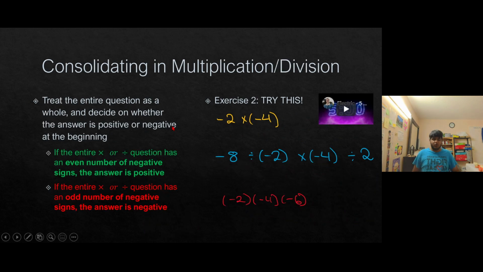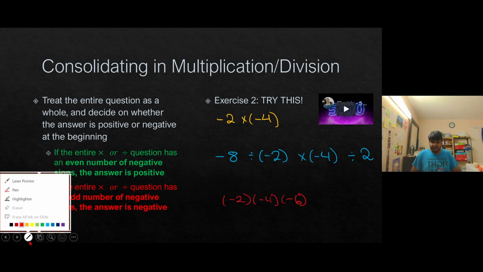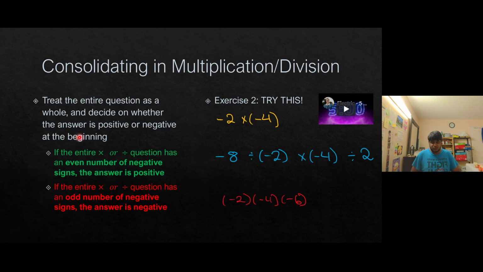So now we're going to move forward to consolidation in multiplication and division. So what we do is we treat the entire question, before we had those groups that we made, right? Between the 2 adjacent numbers, you would make a whole and a whole and a whole. We don't have to do that anymore. Now we treat the entire question as a whole and decide on whether the answer is positive or negative at the very beginning, right?